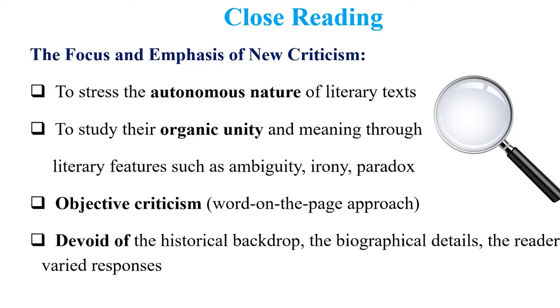So simply put, the essence of New Criticism, it says, art is autonomous. So in order to interpret art, we don't need a historical backdrop. You don't need to know history to study literature. That's one of the essences of New Criticism. What does New Criticism say? If you want to interpret a poem, a piece of literature, don't bother about when it was written. That history is not needed. Number two, don't bother about the biography of the author.